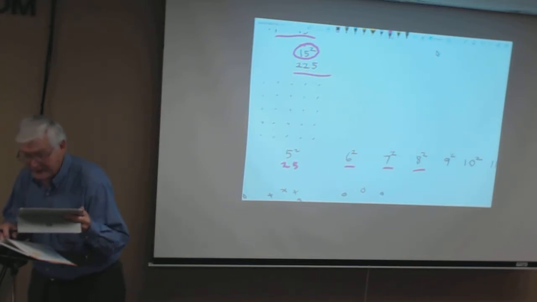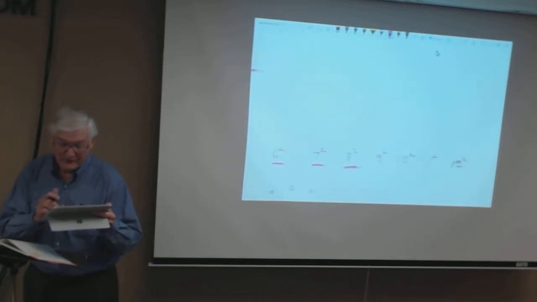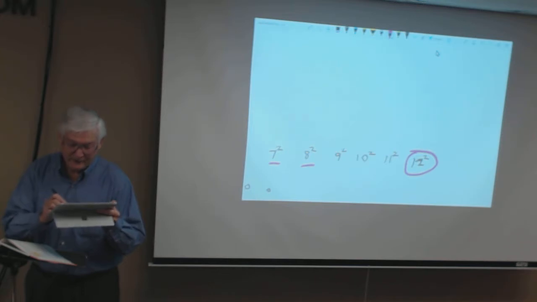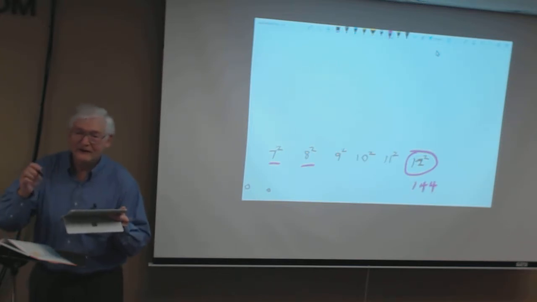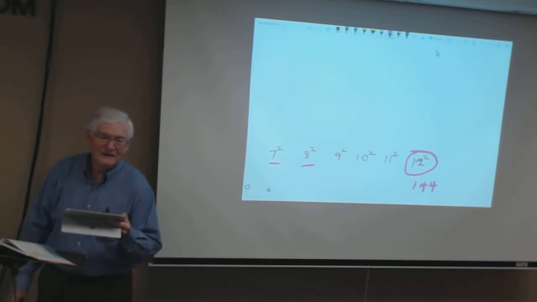What's the 12th squared number? The 12th squared number would be what? 144. 12 squared, 144. How do you get that? Take your calculator, punch in 12 times 12, and you get 144. He just happened to have it memorized.